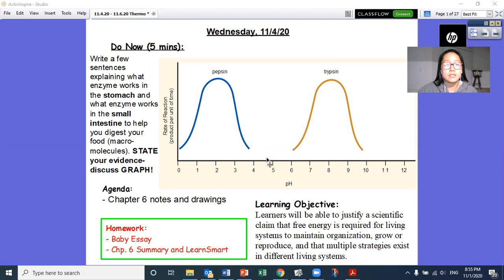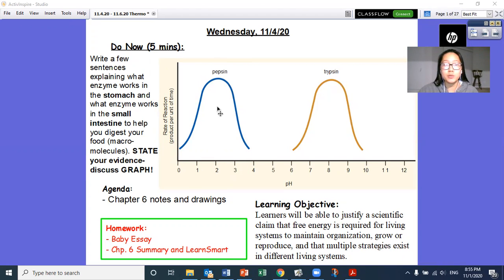So clearly, the pepsin's peak or most optimal reaction rate is around 2 pH. 2 pH, remember, is below 7, and therefore it's an acidic environment, right? Between the small intestine and the stomach, we know that the stomach is full of stomach acid, hydrochloric acid, and it's extremely acidic in there to help you break down macromolecules. So if you want an enzyme to work in there, it's going to have to be the pepsin, because the pepsin works best at an optimal pH of 2.